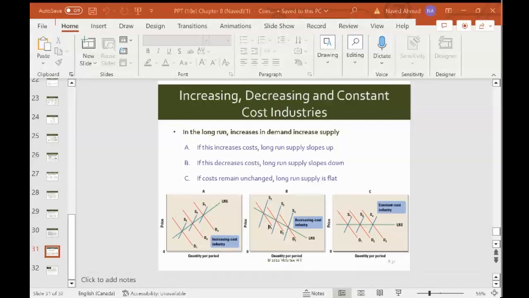By decreasing cost industry, I mean that as the whole industry, all firms together, produce more, the cost of production will decrease, and therefore they'll charge you lower prices. Constant cost industry means if you have more firms in the industry, it will not impact cost of production, and there's no change in the price level. So that is all as far as chapter number 8 is concerned.